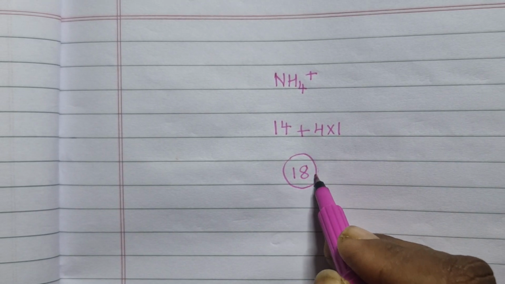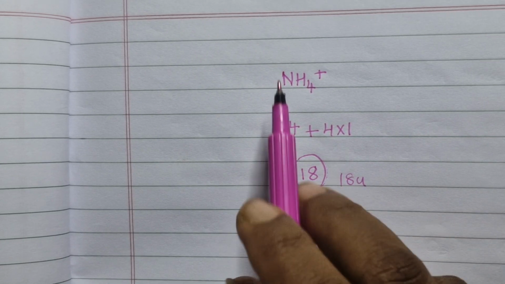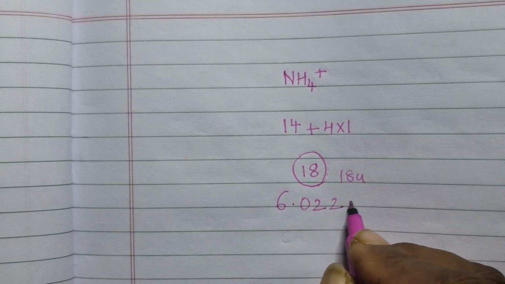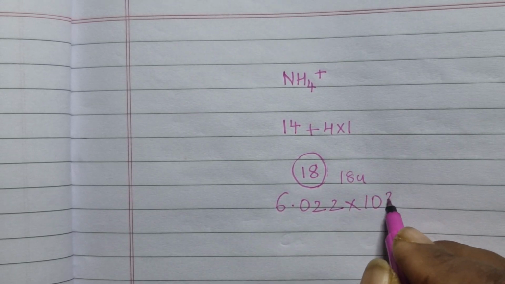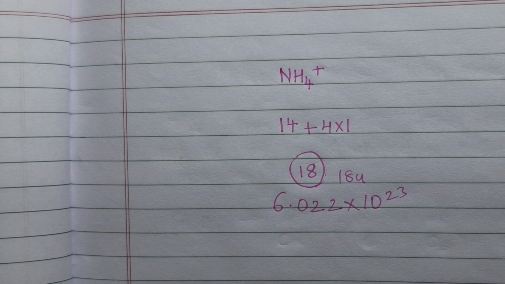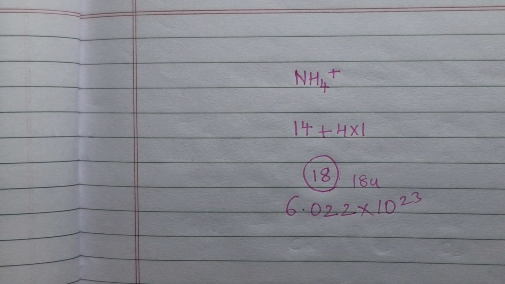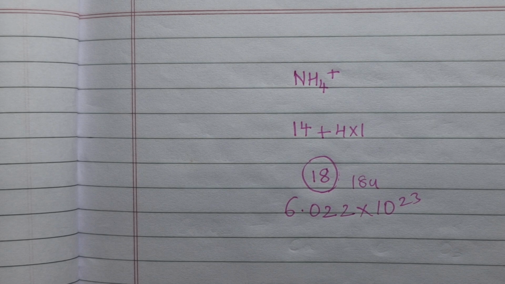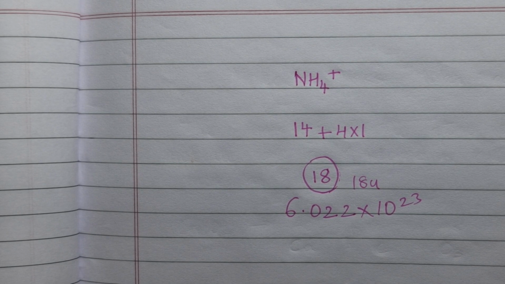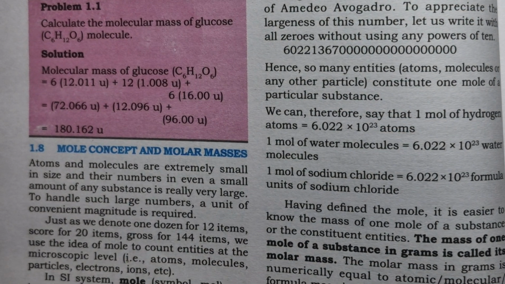Otherwise I can say 18 U of NH4 plus contains 6.022 into 10 power 23 ions of ammonium. It will be ions. If I take a molecule, it will be molecules. If I say electron, it will be electrons. If I say particle, it will be particles. That is the significance of your mole, otherwise called the mole concept.